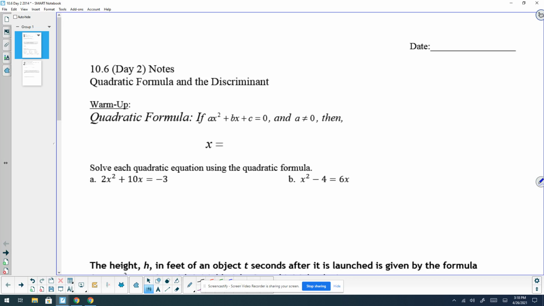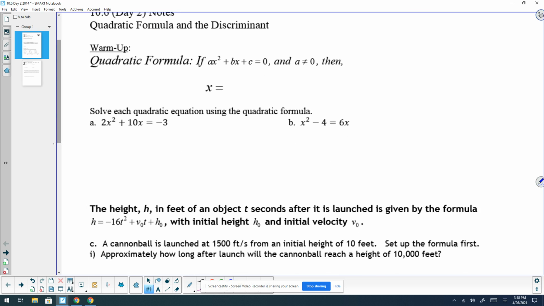It is 10.6, Day 2 notes, talking about the quadratic formula and the discriminant. The warm-up here, you should know what the quadratic formula is. It is the opposite of b plus or minus the square root of b squared minus 4ac all over 2a.